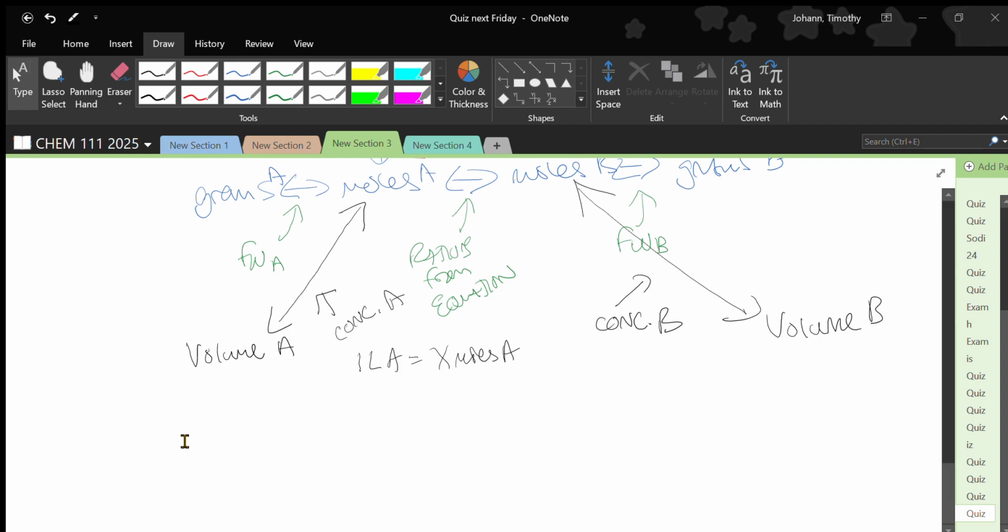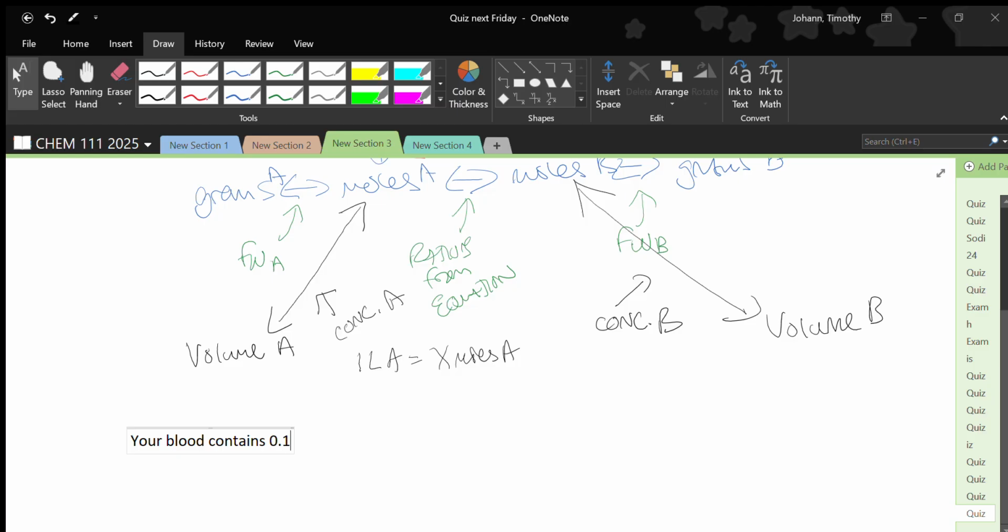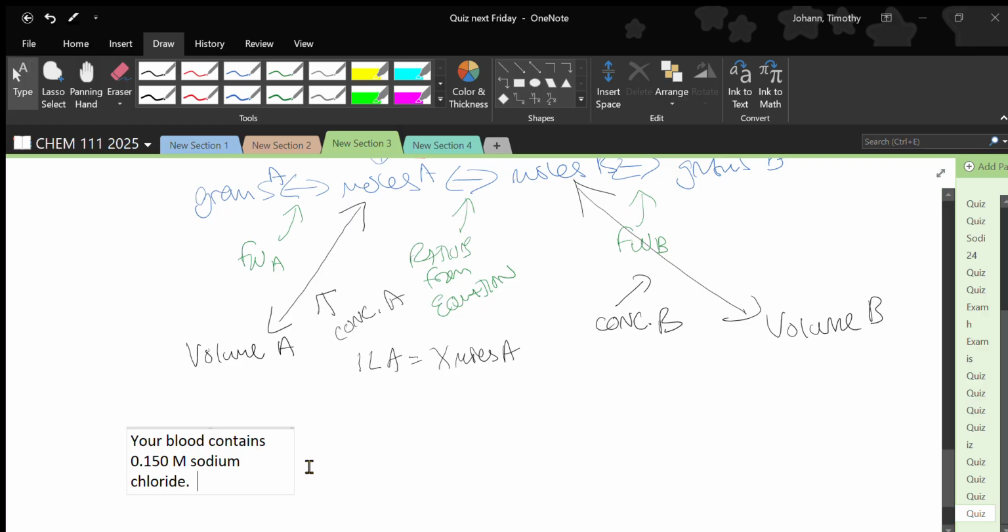All right, so for those of you health profession bound in here, once I get a problem, here we go. Your blood contains 0.150 molar sodium chloride. Now I've got to couple the reaction with sodium chloride. It's not going to be a nice reaction because it's going to make a precipitate. So let's just go for lead.